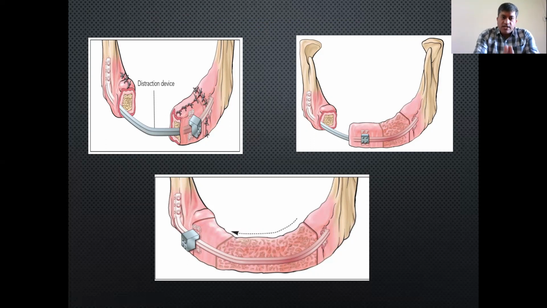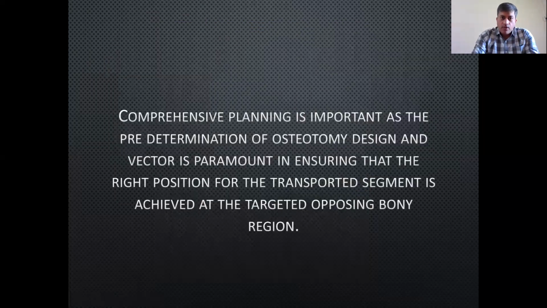So the principles of distraction are almost the same. After the latency period is over, the transport segment is moved along the path of the distractor device and it meets the docking site, and then it is left in place for consolidation so that there is bony union between the transport segment and the docking site. Now, while performing transport distraction, comprehensive planning is of utmost importance, and predetermination of osteotomy design and vector is also of paramount importance in ensuring the right positioning of the transported segment from the donor site to the targeted site.